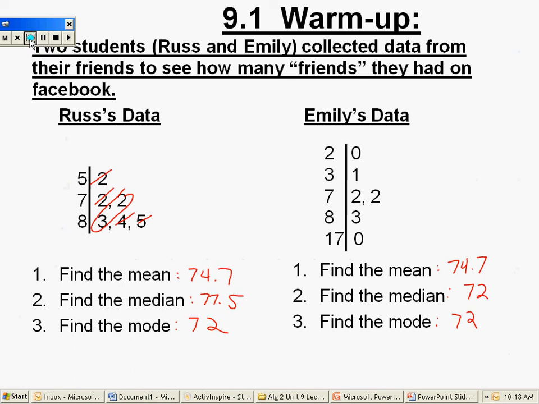Now with this question, two students, Russ and Emily, collect data from their friends to see how many friends they had on Facebook. After they get their data, they look at their numbers, and what they might come to the conclusion is, well, since we all have about the same numbers here, about 72, our friends must all have about the same amount of friends on Facebook. Our friends are pretty much the same. My question to you is, why is that not true?